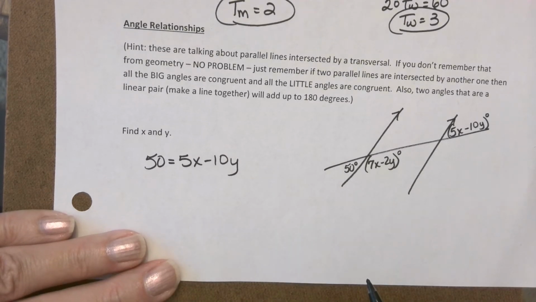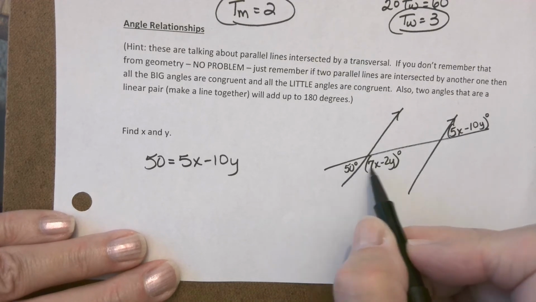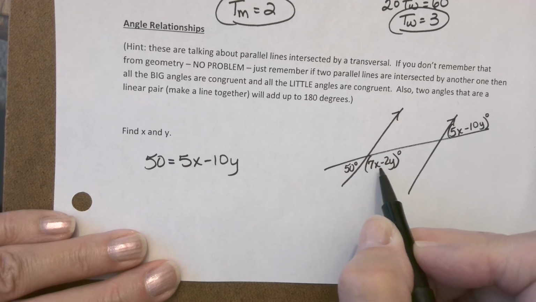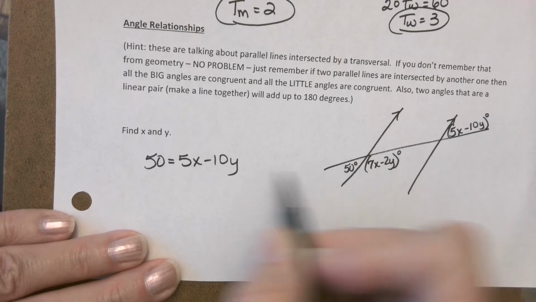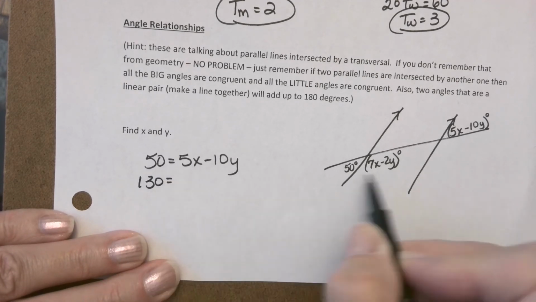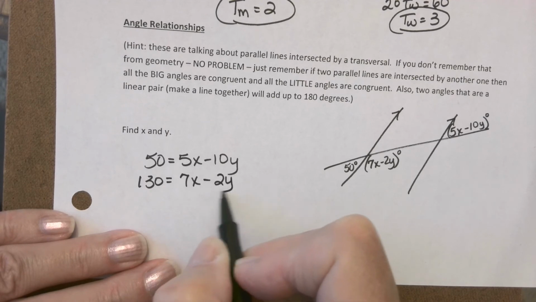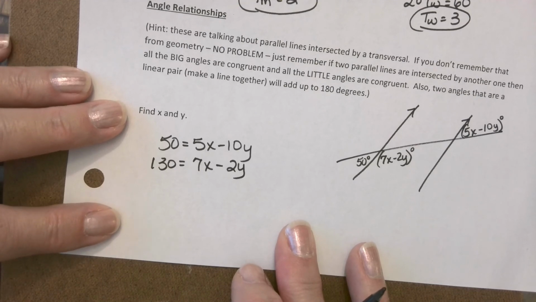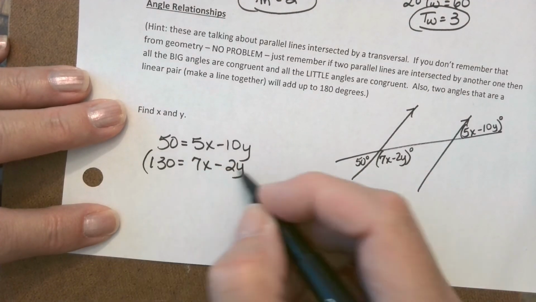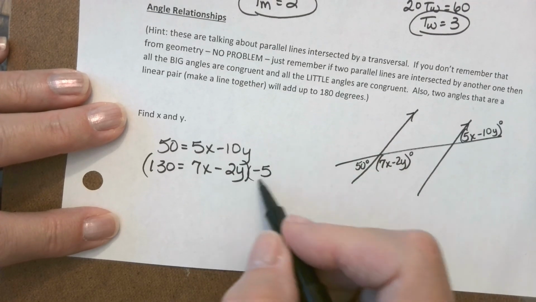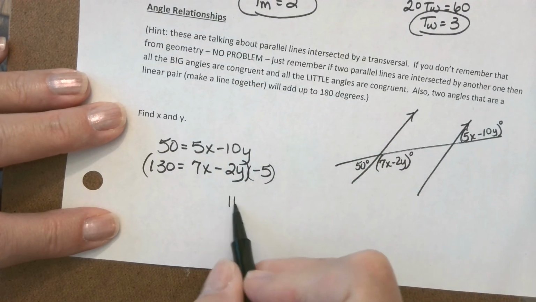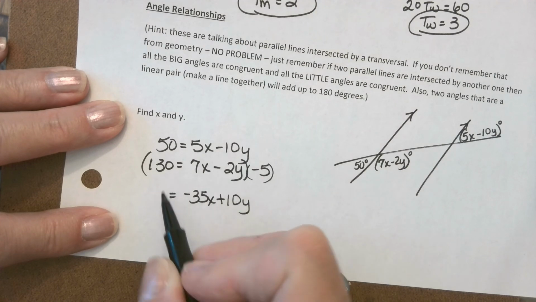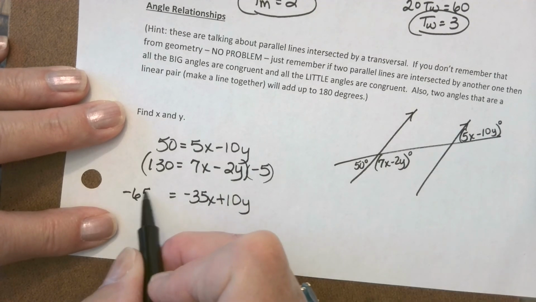Right? Okay? I know that if I add these two together, they have to add up to 180 degrees. So that means that this one has to add up to 130 degrees. So I know that 130 degrees is going to be my 7x minus 2y. Okay, now I have two equations with two unknowns, and now I'm going to do elimination. If I multiply this one by a negative 5, then I'll get a positive 10y here. I'll get a negative 35x there. And I'll get a negative 650 here.